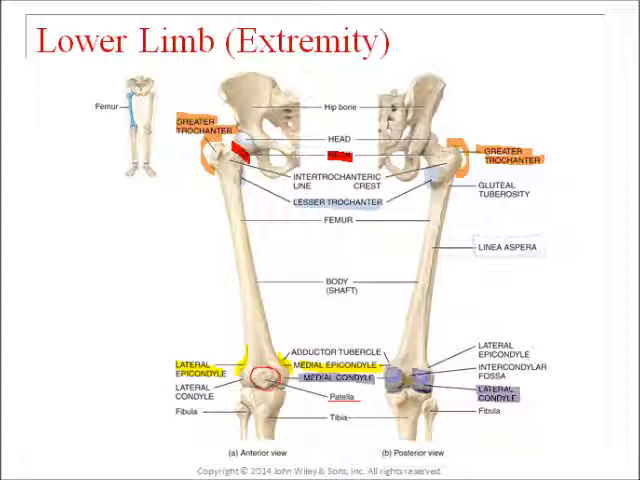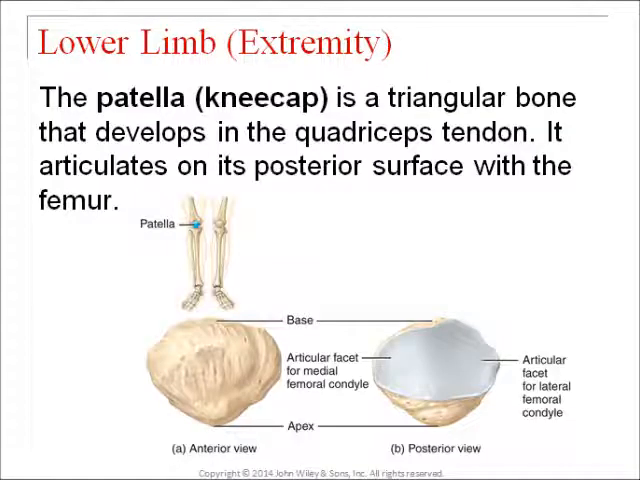If we look at the posterior view on the right in purple, we've got a different structure called the lateral and medial condyles, and these are better seen from the posterior view. So you could think about the condyles in purple as the hooks and projections on the back, and in yellow, the hooks and projections that stick out on the sides will be the epicondyles.